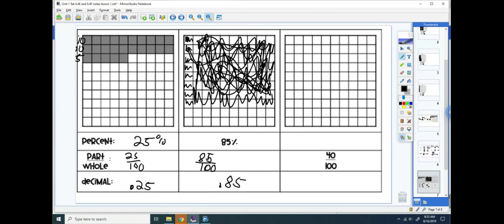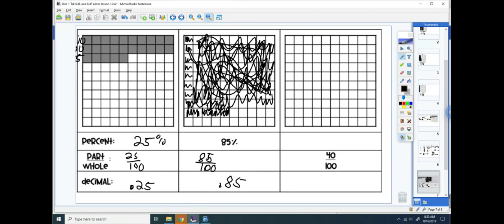Oh, I forgot to add the other 5%. So we got to go 1, 2, 3, 4, 5. Now that's 85%. Originally, we just had 80 up there. Again, that's the reason why you go back and check to make sure you did what you're supposed to do.